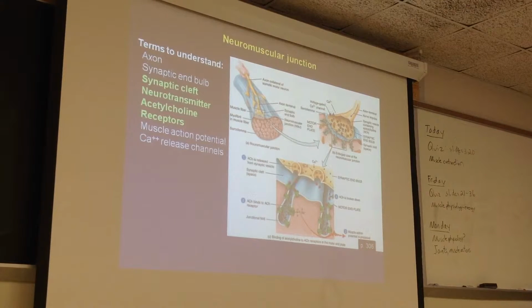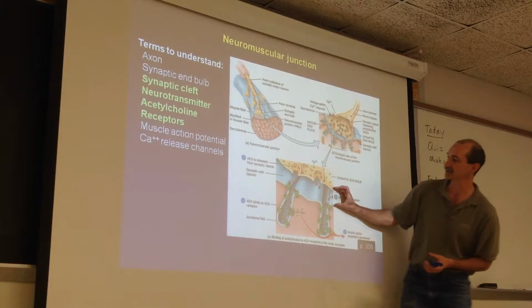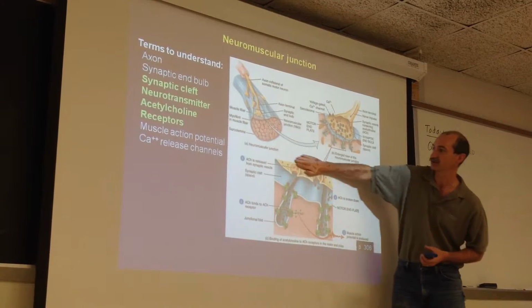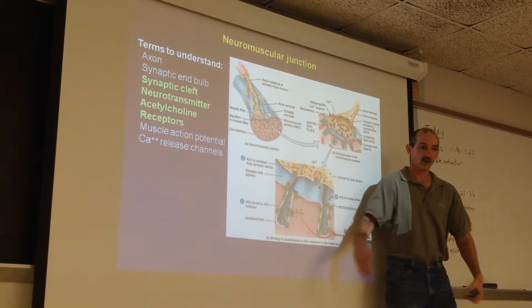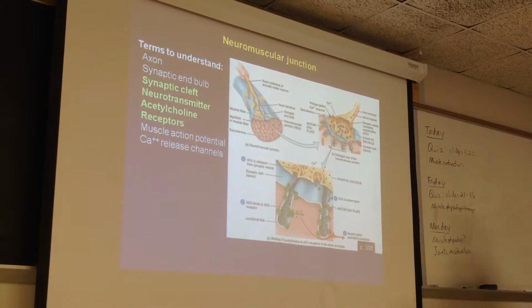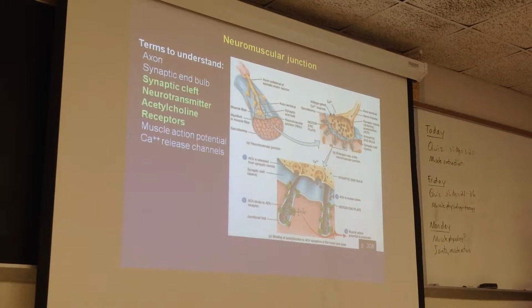Let's take a look at the next picture. Here's maybe a closer look at this. So now we're looking at the gap between our neuron here and our muscle cell here. So this gap is occurring. How do we get this information from one cell to the other, because they're not directly connected?